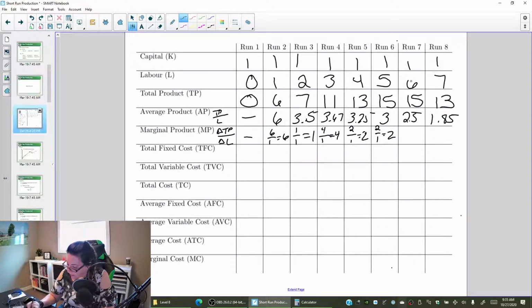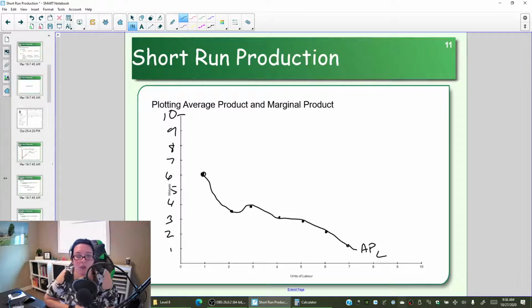And then when we go and hire the 6th worker, we are hiring 1 more labor. 6 minus 5 is 1. And total product goes from 15 to 15, which is a change of 0. Then when we hire the 7th worker, we are getting 1 more unit of labor, and our output goes from 15 to 13, which is a decrease of 2. So our marginal product, we have 6, 1, 4, 2, 2, 0, negative 2.